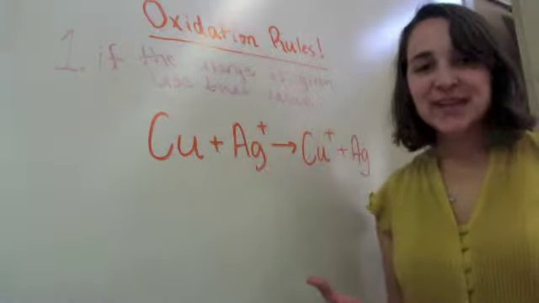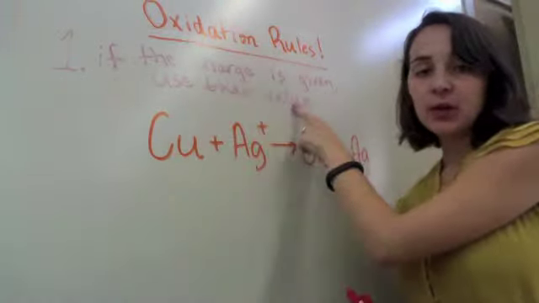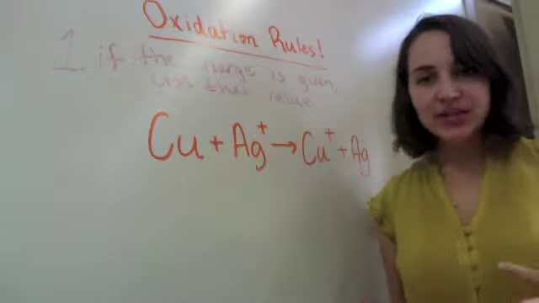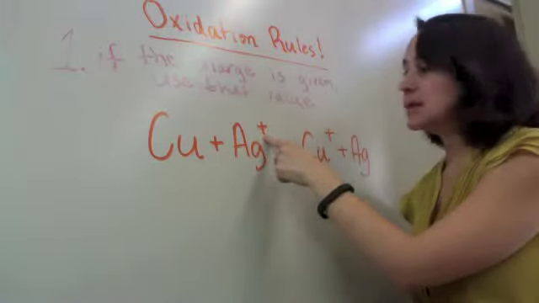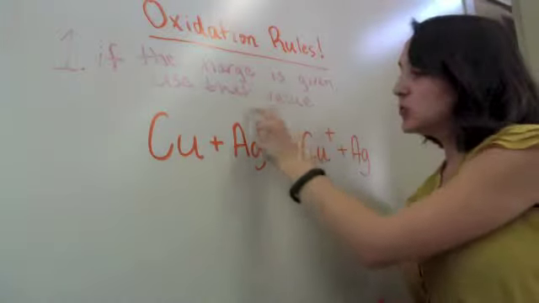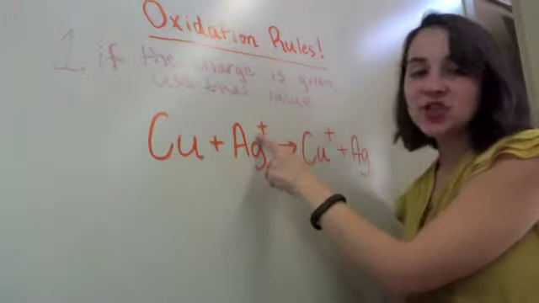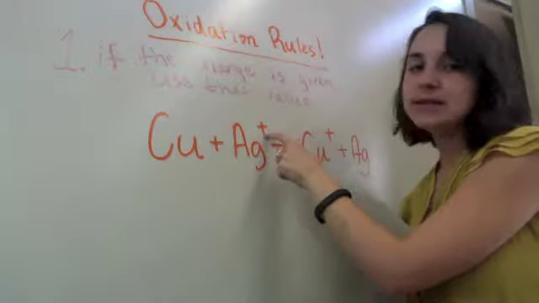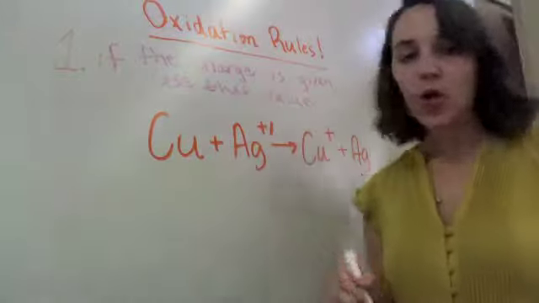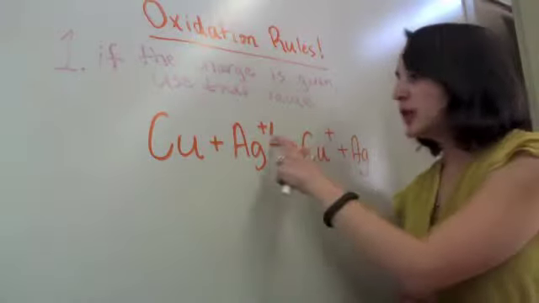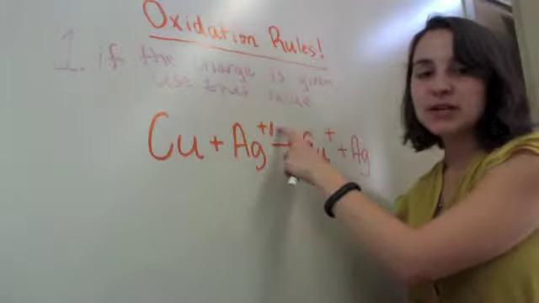So in this first example, we're using rule 1. If the charge is given, use that value. So you'll know if an oxidation state is given to you because you'll see either a plus or a minus along with a number in this superscript region. All right? So in this case, this Ag, or silver, has a charge of plus, and we know that this charge is plus 1. Remember that if a number is not written, you can assume that that number is going to be 1. So here we know that Ag, silver, is plus 1.